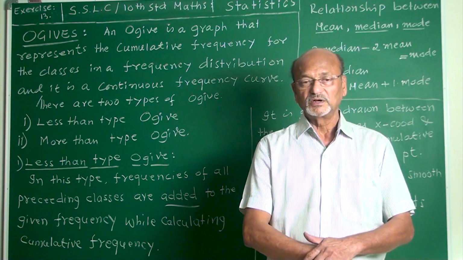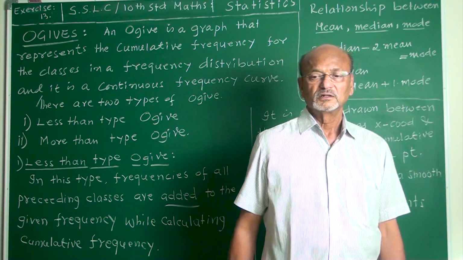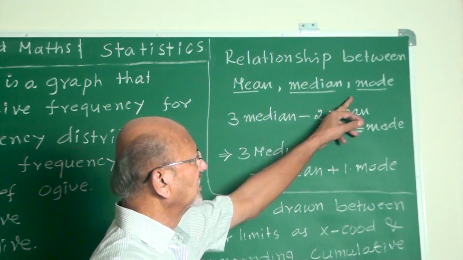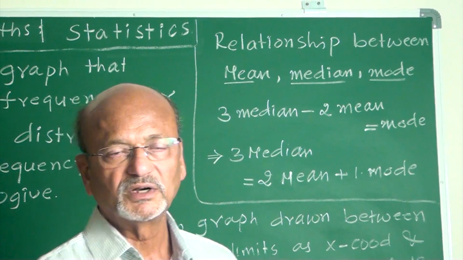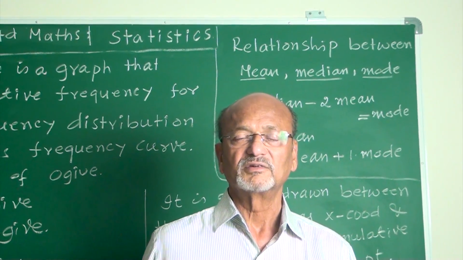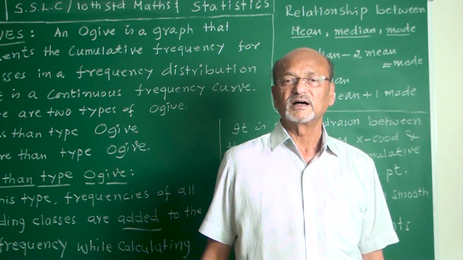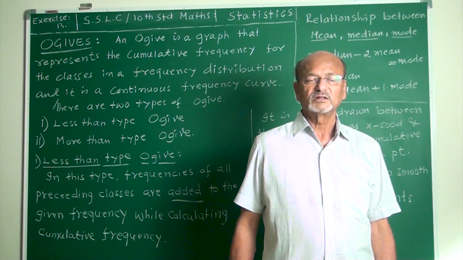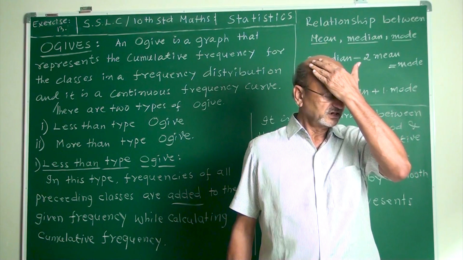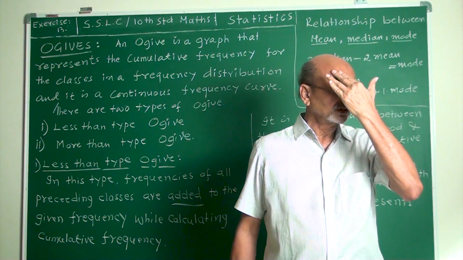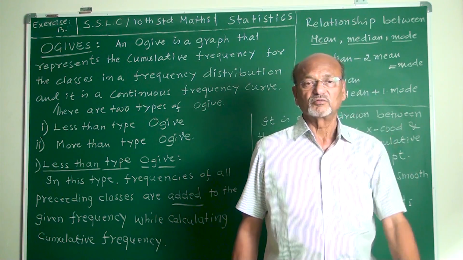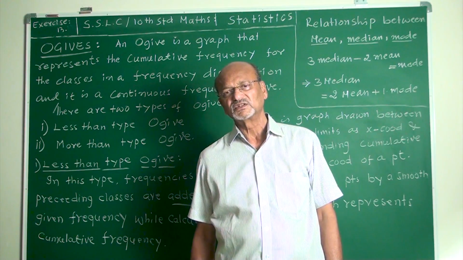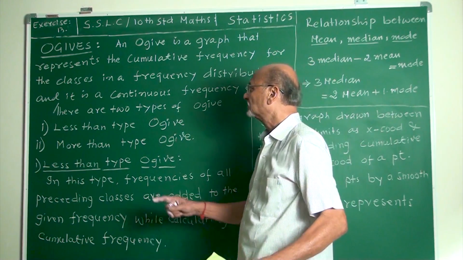Friends, I told you we have completed the mean, median and mode. Central tendencies, we have completed all the three. Their definitions, their formulae, we have even done examples from the textbook as well as exercises 13.1, 13.2 and 13.3. The last part of this statistics is about the Ogives.